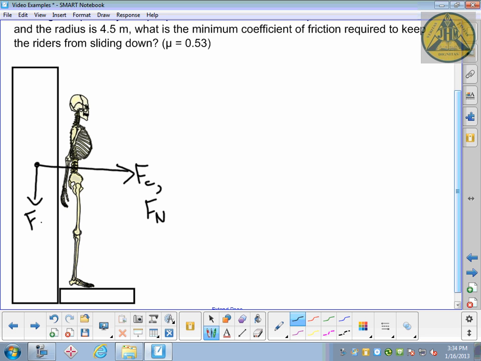If the bottom part drops away and it's just friction holding that person up, well, gravity always pulls down. There's our force of gravity pulling down. So the force of friction is acting upwards like this. So the force of friction has to be the same magnitude as gravity, and the normal force has to be the same magnitude as the centripetal force. So therein lies the formula.